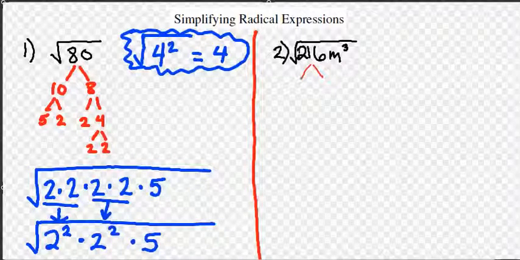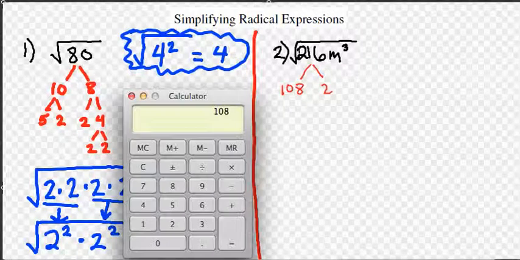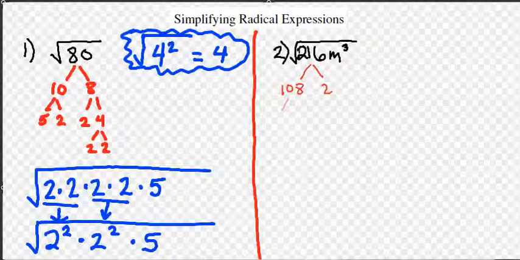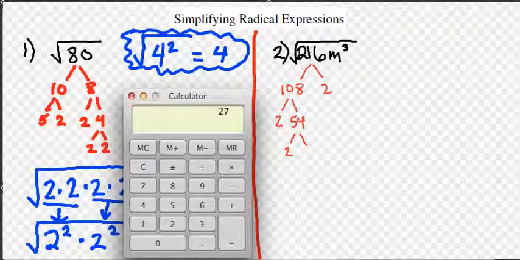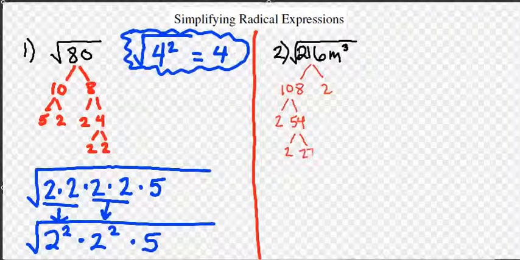So 108 and 2. And then we know that 108 is even, so we're going to divide that by 2 and we get 54. And 54 is even, so we're going to divide that by 2. We get 27. Now 27 is 9 and 3. And then 9 is 3 and 3. So clearly some of these trees are going to be longer than others.